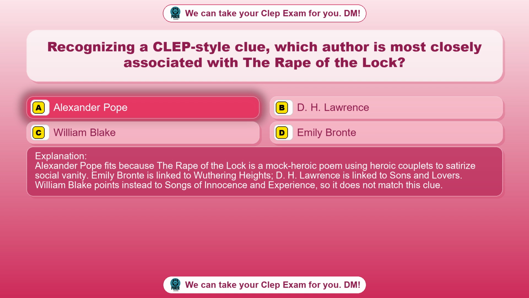Alexander Pope fits because The Rape of the Lock is a mock-heroic poem using heroic couplets to satirize social vanity. Emily Brontë is linked to Wuthering Heights. D.H. Lawrence is linked to Sons and Lovers. William Blake points instead to Songs of Innocence and Experience, so it does not match this clue.